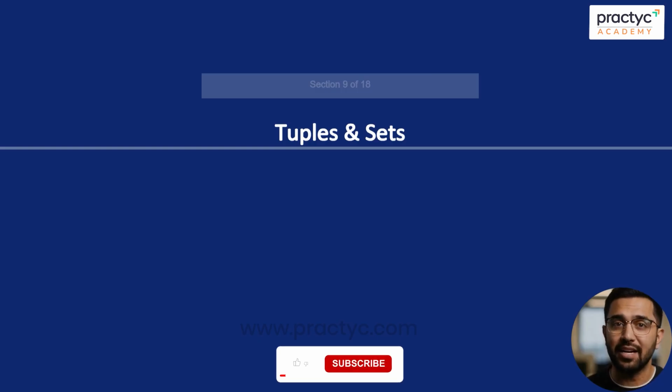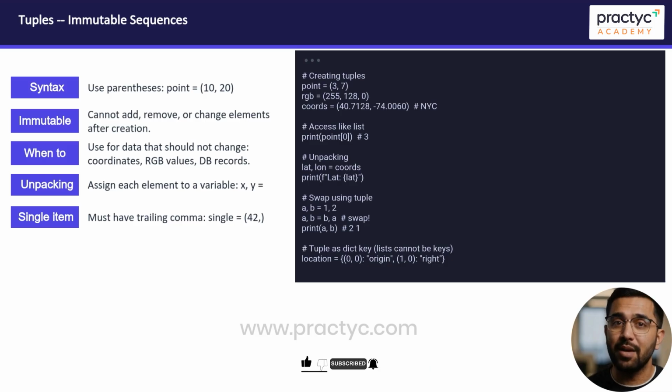Welcome to section 9, where we explore tuples and sets. We'll delve into their characteristics and uses in programming. Tuples are immutable sequences created using parentheses, like point equals 10, 20. They are ideal for data that shouldn't change, such as coordinates or RGB red, green, blue values.